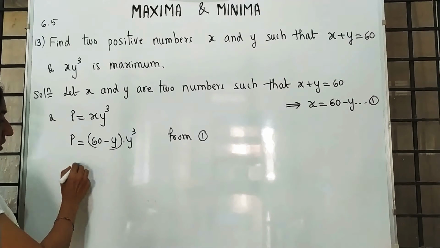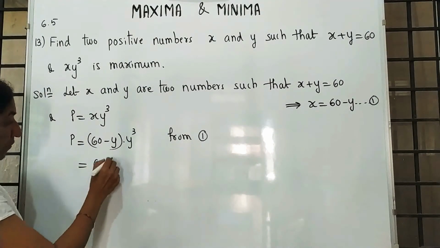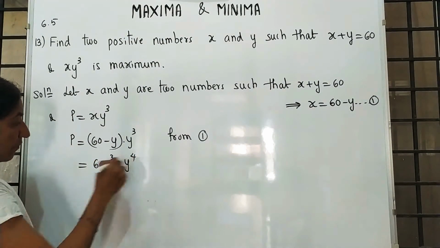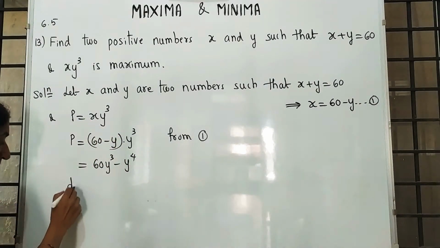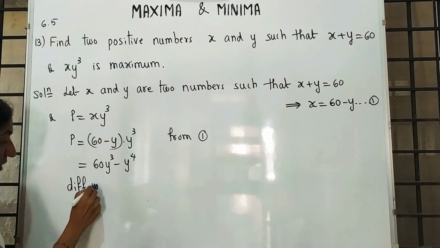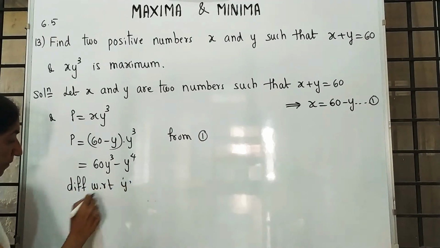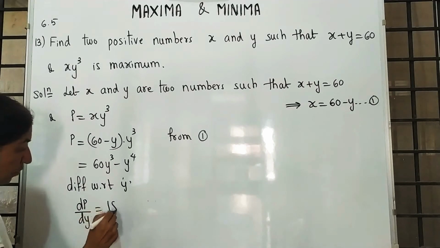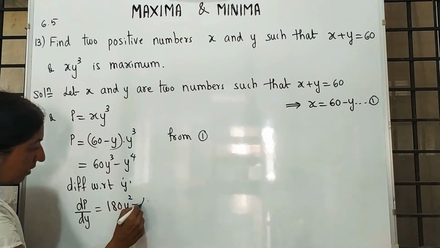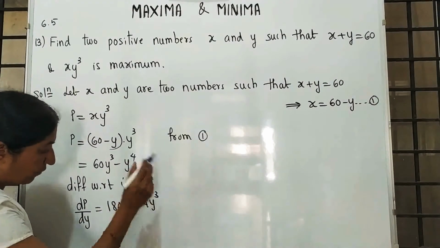Before differentiation, remove the bracket. It is 60 y cube minus y raised to 4, instead of u into v; u minus v is simple. Differentiating with respect to y, dP upon dy is equal to 180 y square minus 4 y cube.